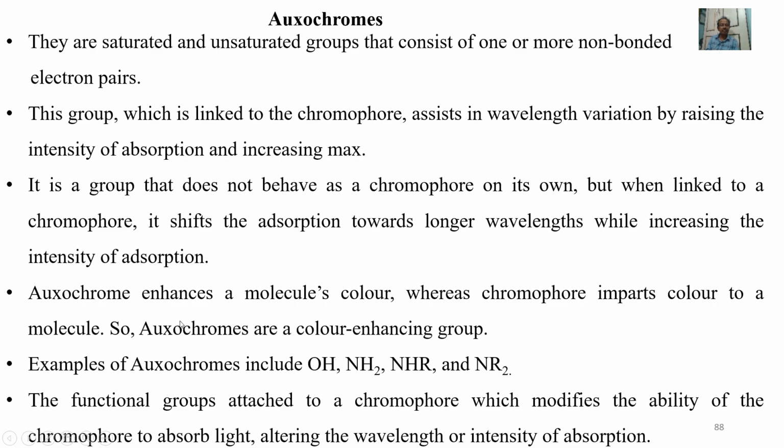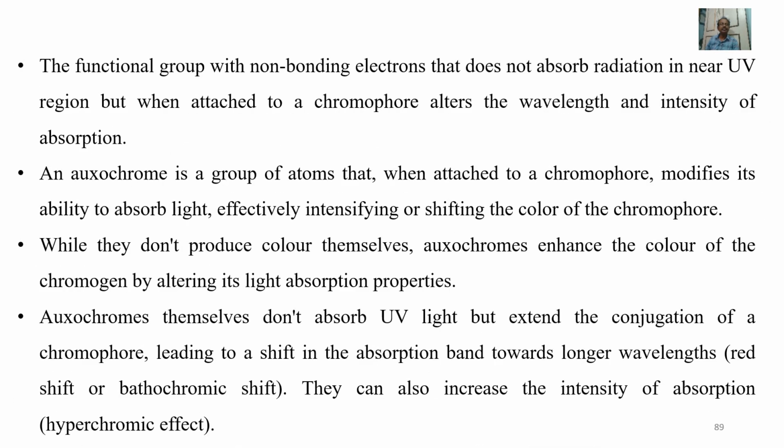Examples of auxochromes include OH, NH2, NHR, and NR2. These are functional groups attached to a chromophore, which modify the ability of the chromophore to absorb light, altering the wavelength or intensity of absorption. They have non-bonding electrons and do not absorb radiation in the near UV region, but when attached to a chromophore they alter the wavelength and intensity of absorption.